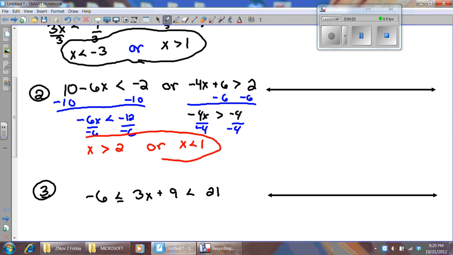There is the solution. And to graph it, I'm going to have to show 1 on my number line. I'm going to have to show 2. I can show 3 and 0 if I want. And I'm going to need open points at 2 and at 1. And how am I going to shade? Well, x is greater than 2. Where are the numbers greater than 2? They're to the right of 2. All right. Or x is less than 1. Where are the numbers less than 1?